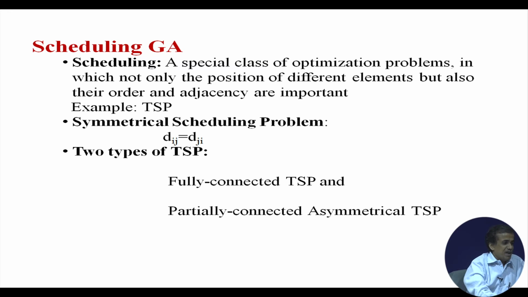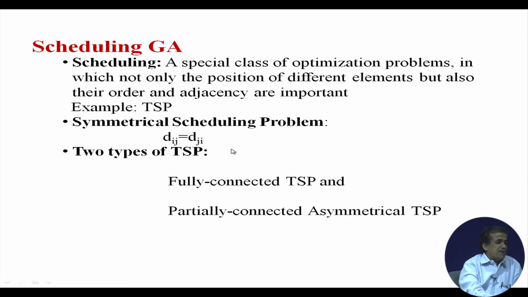Now let me once again concentrate on the scheduling problem, that is TSP. Now the scheduling problem could be symmetrical. It is called symmetrical when Dij is equal to Dji, that is the distance between i and j is the same as the distance between j and i. That means I have got two cities i and j. So from i to j there is a path or a route, and from j to i there is another route, but in both the routes the distance values are the same. That is called the symmetrical TSP.